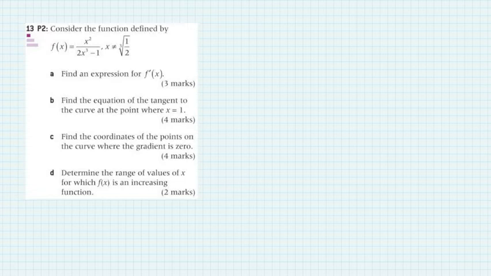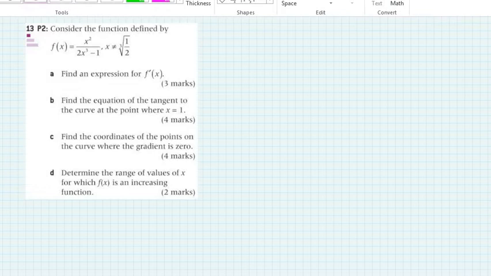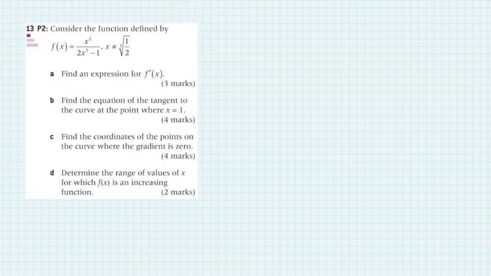Okay everyone, in this video we will discuss question number 13 from the Oxford Mathematics AI HL book, chapter review 10, about calculus. The question is: consider the function defined by f(x) equals x squared divided by 2x to the power of 3 minus 1, where x is not equal to the cube root of a half. Find the expression of f'(x).